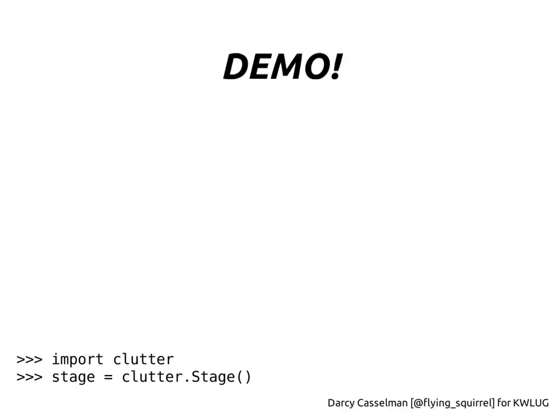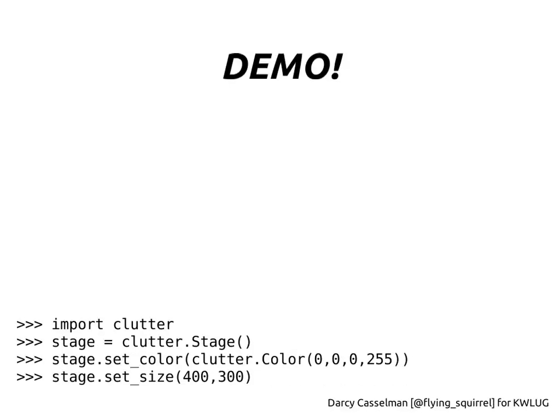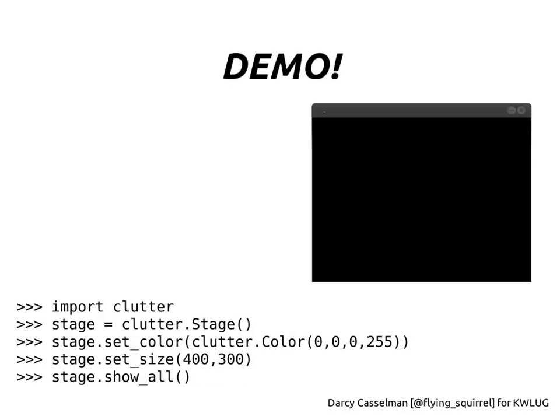The next thing you do is you create a stage. A stage in Clutter is where all the action happens. So here we've created a stage. We'll set the background color to black. We'll set the size to something that fits on the screen, and we'll show it. So we have a stage.